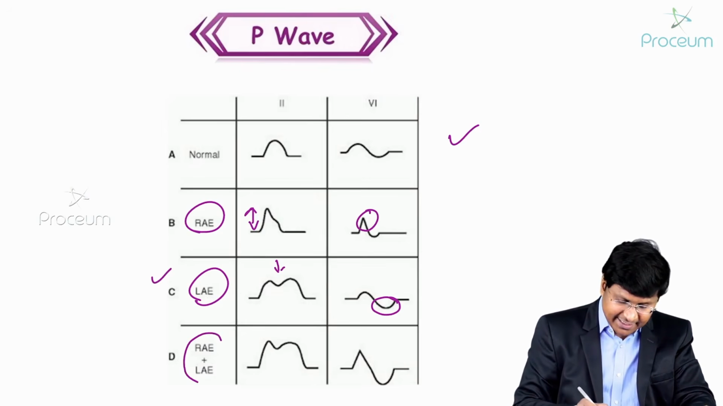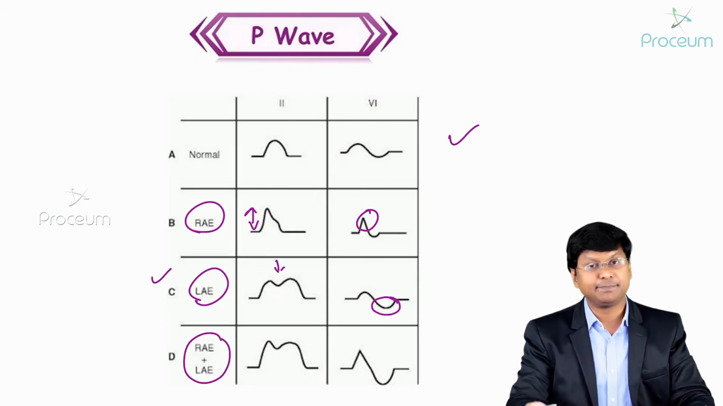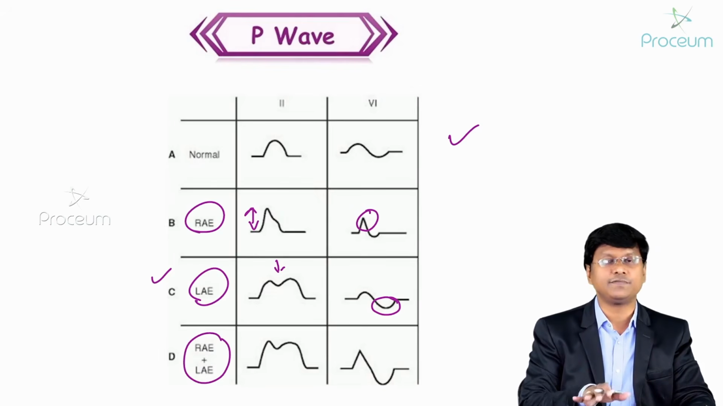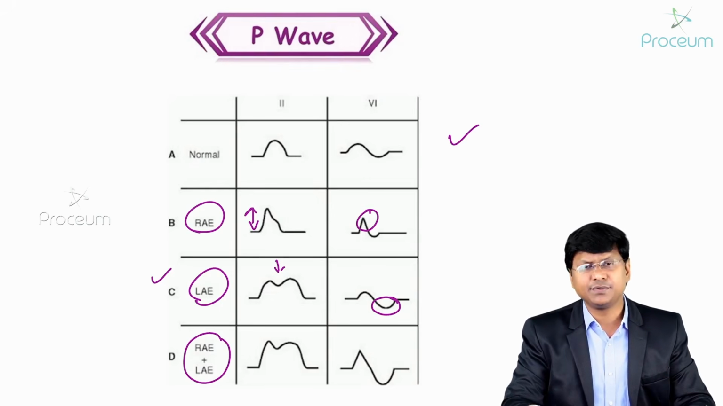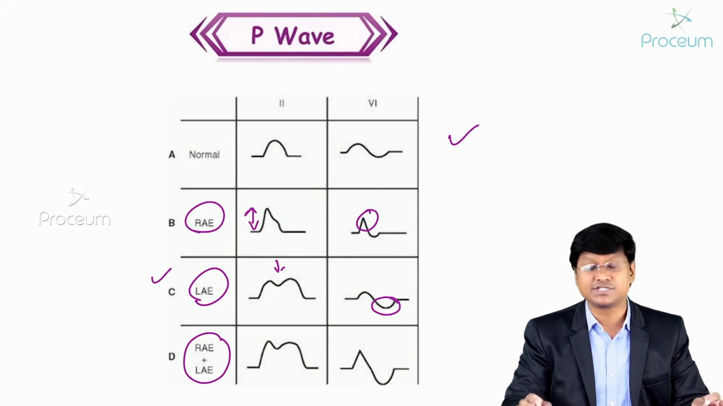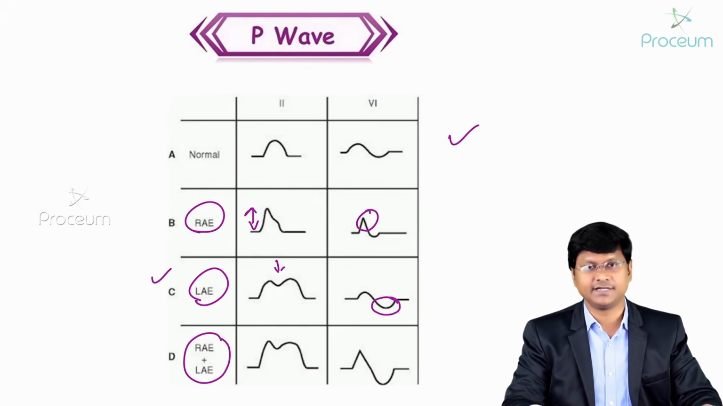Whereas in biatrial enlargement, you will have both. P mitral will be there and the P pulmonale also will be there. So this is the summary of both right atrial and left atrial abnormalities. And where do you have left atrial abnormalities? That is mainly in case of mitral stenosis. You will have the left atrial enlargement. And how will be the ECG changes? We have discussed that in detail.